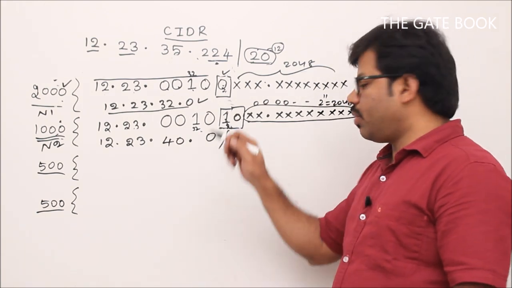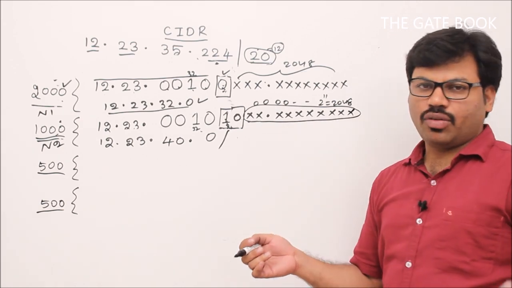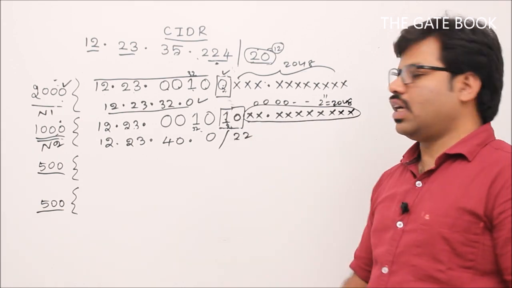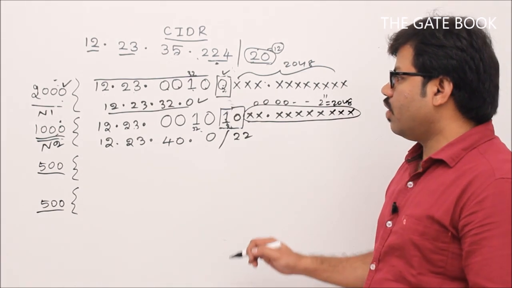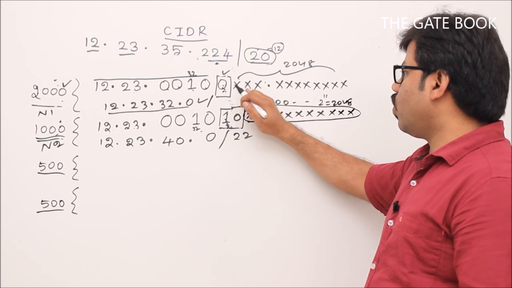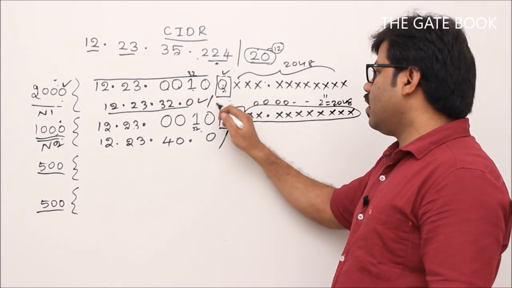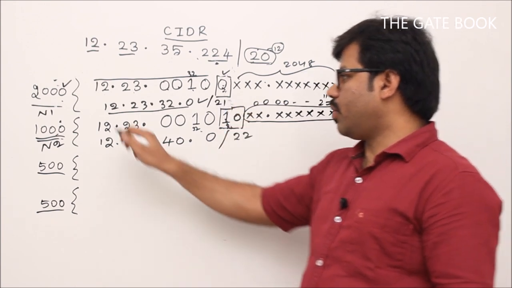Now if you want to know the prefix for that, it's simple. What is the host part? 10. What is the network part? 22. In that way. So here be careful. What is the network part for N1? How many bits did you use for the host part? 3 plus 8, 11. So 32 minus 11, 21. So 21 will be the network part.